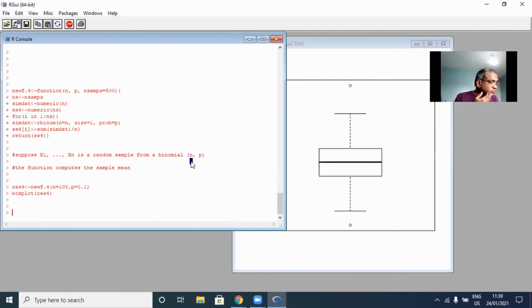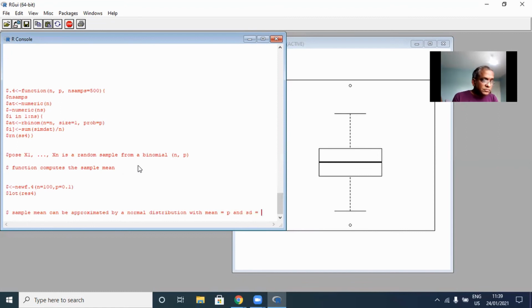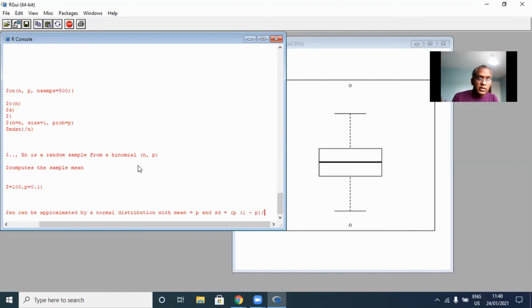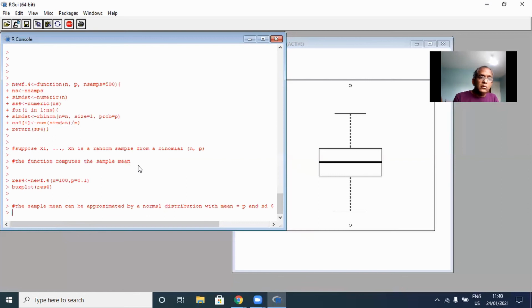You may recall that one of the properties of the binomial distribution that I gave you in the class is the following: if you have a random sample from a binomial, then the sample mean can be approximated by a normal distribution with mean equal to P, where P is the probability parameter, and standard deviation equal to square root of P times 1 minus P divided by N, the whole thing to the power half.